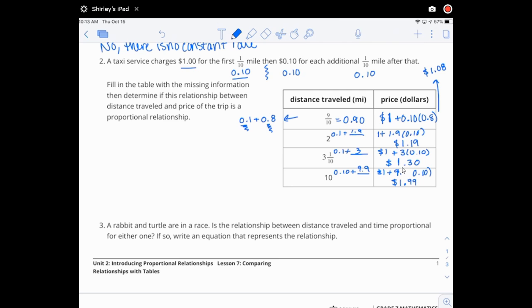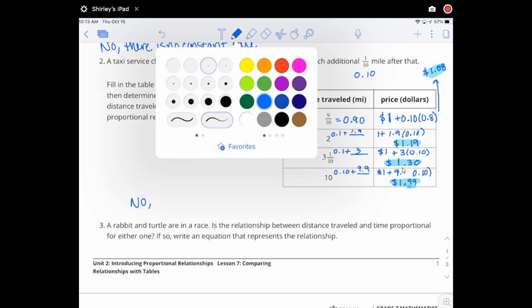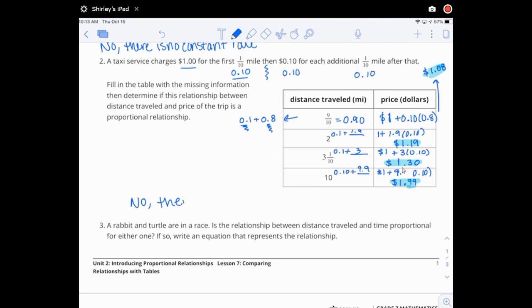Okay. So I'll highlight my final answers so that we can see them. So I have $1.08, $1.19, $1.30, and $1.99. Then, so I filled in the table, determine if it is proportional. We are going to go ahead and say no. If I were to divide out $1.08 by 9/10, $1.19 by 2, $1.30 by 3/10, $1.99 by 10, you're not going to get the same number. No, there's no constant rate.